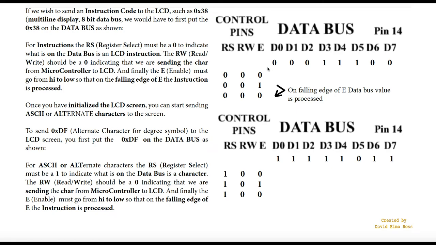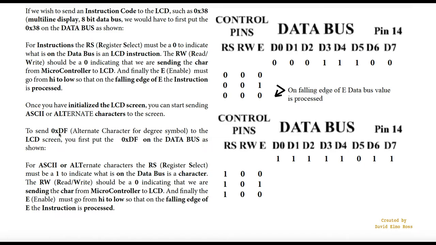to the LCD. And then what we have to do is set the enable, which is normally low, set it high, and then on the falling edge, when we set it back to ground, this will be processed as an instruction. Now altogether there are two instructions that have to be processed: a 38 to tell it that it's a multi-line display, and a 0C to turn the display on. These are the minimum instructions you can use to get the LCD initialized. Once you do that, you can send it alternate characters or ASCII characters.